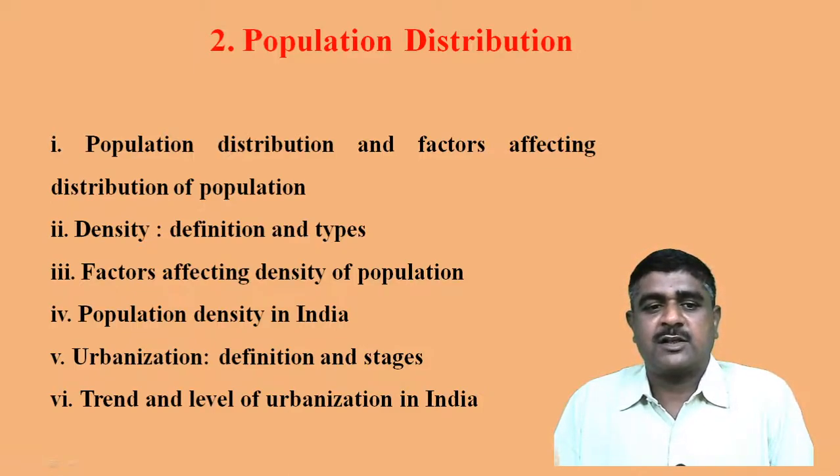Then third subtopic, factors affecting density of population. I already mentioned in this topic how population differs according to space and time. Then why? Distribution or density of the population differs according to place and time.